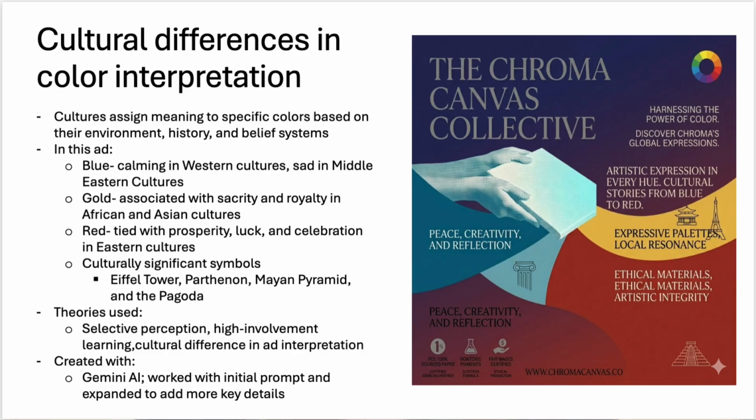For example, blue in Western cultures is usually seen as calming or peaceful, but in some Middle Eastern cultures, it can be associated with sadness or sorrow. There's also gold, which is often associated with things like sacredness or royalty, especially in a lot of African and Asian cultures. Red is kind of the opposite depending on where you are. In many Eastern cultures, it represents luck, prosperity, and celebration. But in Western cultures, it can sometimes come across more like a warning or as danger.